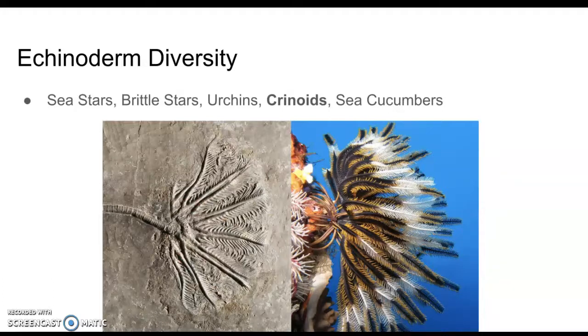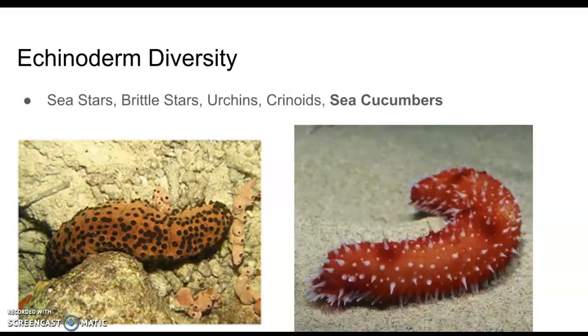And we also have this organism called crinoids. So these crinoids are not really common anymore. They're only found in a few places in the ocean, but they used to be a common organism found in our historical Earth. And last but not least, sea cucumbers. Very interesting and bizarre organisms. This is called a chocolate chip cucumber right here.